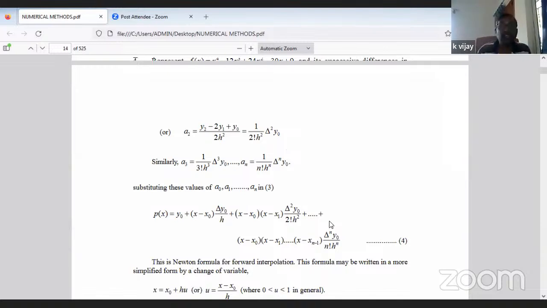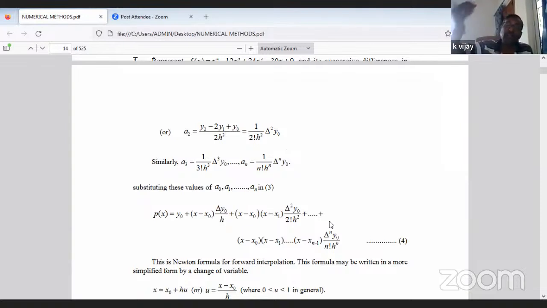Similarly, a3 is equal to del cube y0 by 3 factorial h cube, and so on. We are taking the values. So finally P of x is equal to y0 plus (x minus x0) del y0 by h plus (x minus x0)(x minus x1) del square y0 by 2 factorial h square. So the conditions go on: (x minus x0)(x minus x1)(x minus x2) del cube y0 by 3 factorial h cube. The conditions will keep going on.